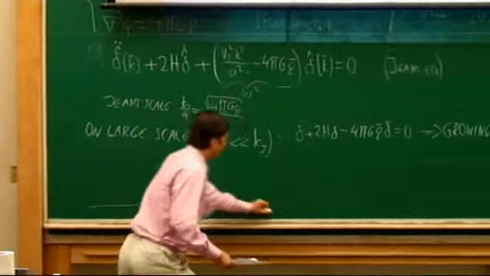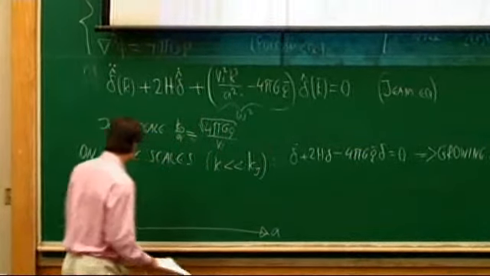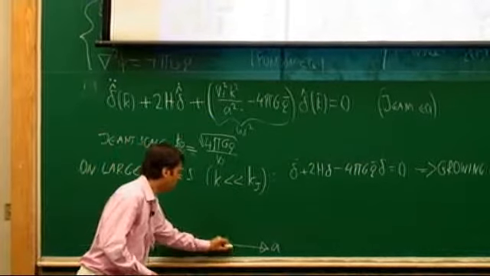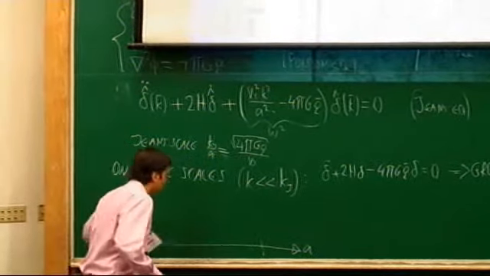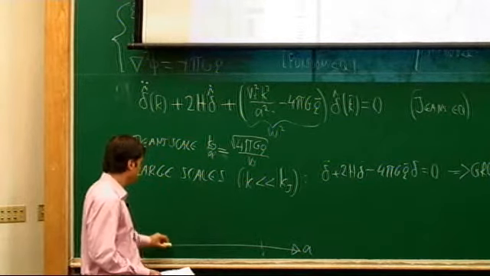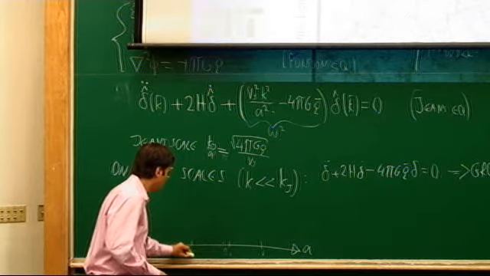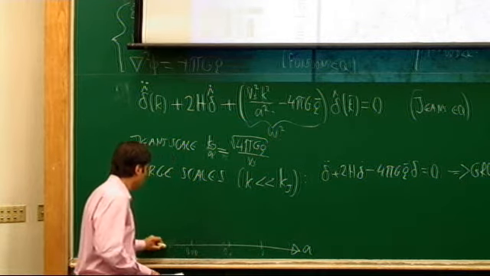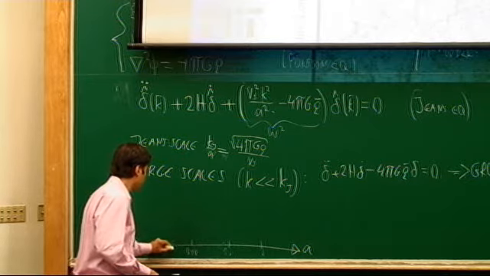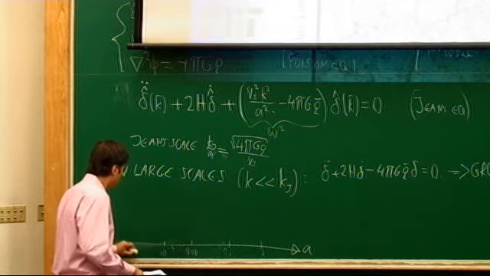So let's just draw a picture of what this entails. If this is scale factor a, and this is today, 1, make it a little bit shorter, and here is 0.1, 0.01, 10 to the minus 3, 10 to the minus 4.